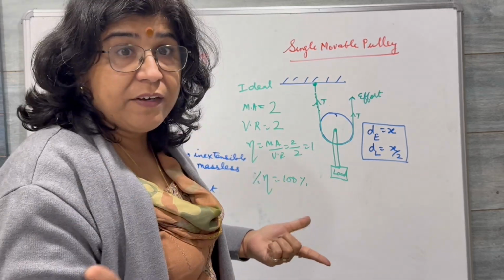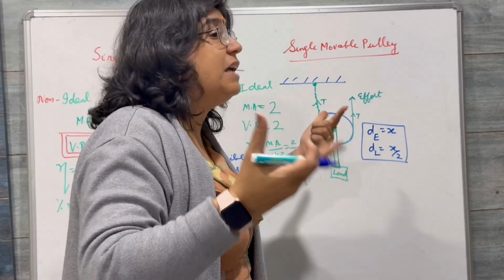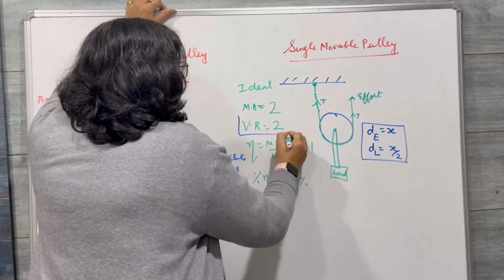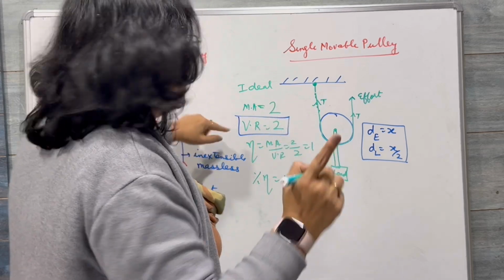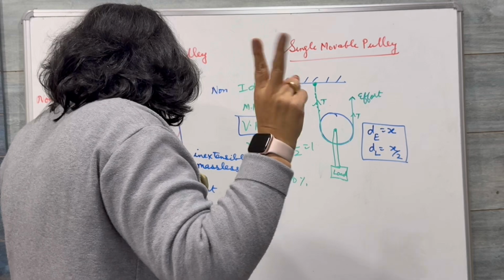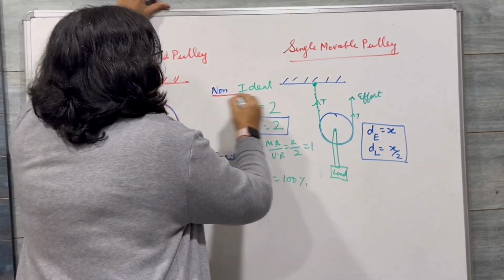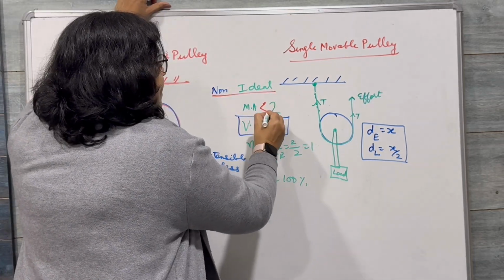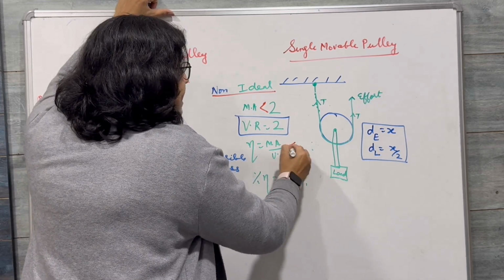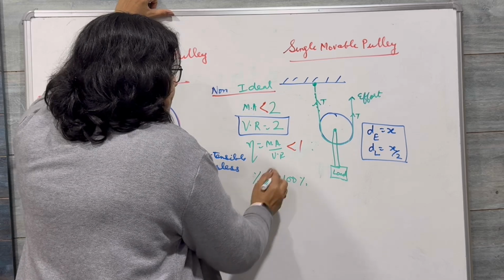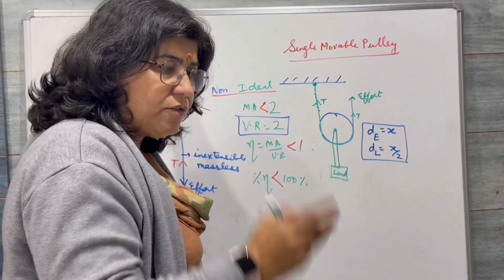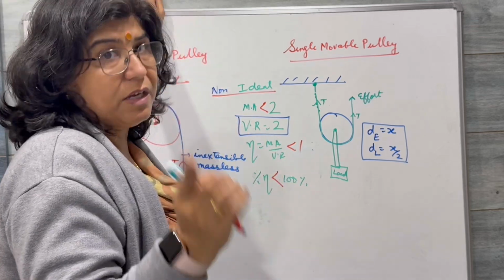Again, who's your best friend? Who will not change? Even if this pulley has load, even if you have friction, even if you have anything else, your best friend is velocity ratio. It will always remain 2, even if it is a non-ideal case. Mechanical advantage will be 2 for the ideal case. But for the non-ideal case, mechanical advantage will be less than 2. Efficiency will be less than 1, and percentage efficiency will again be less than 100. But something in pulleys which does not change, whether it is ideal or non-ideal, is velocity ratio.